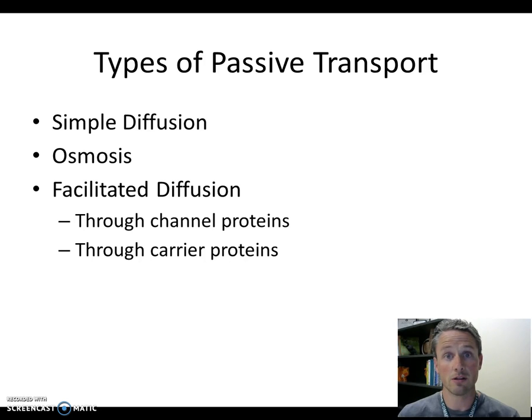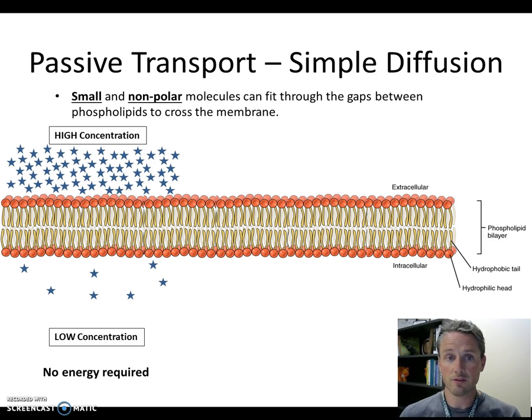So let's start with simple diffusion. So simple diffusion is, again, a kind of passive transport. Simple diffusion works on a certain kind of molecule. It works on small and non-polar molecules. Small and non-polar molecules can fit through the gaps between phospholipids to cross the membrane. So one of these stars is going to shimmy its way between the phospholipids, between the fatty acid tails, and then through to the other side of the membrane, moving from where its concentration is high to where its concentration is low. That makes it passive transport.